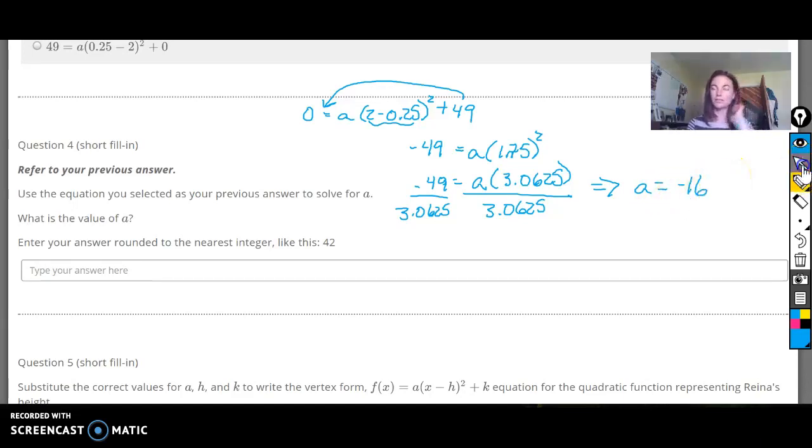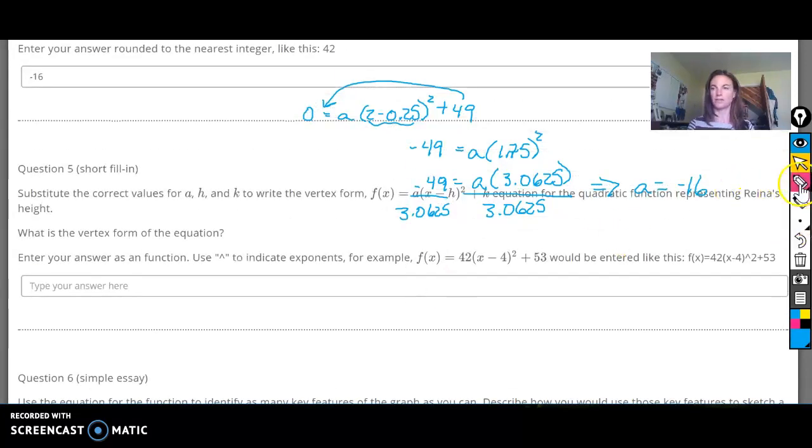Okay, and that's all you need to write in here. But that negative 16 is going to tell us a lot about what this parabola looks like. So negative 16.